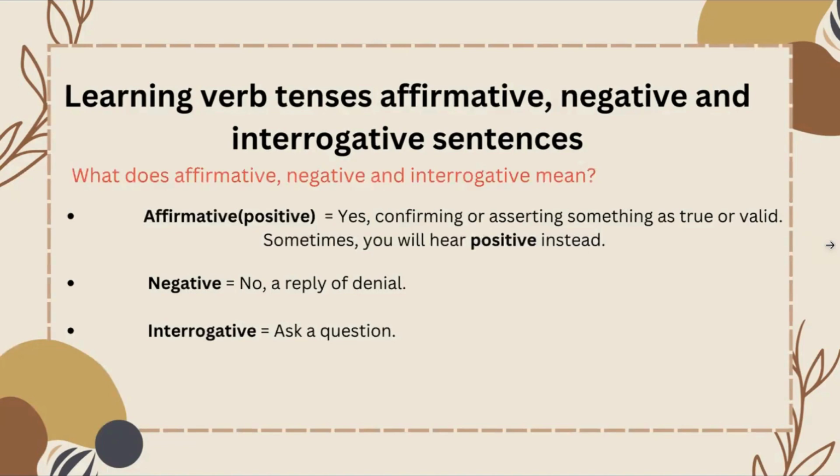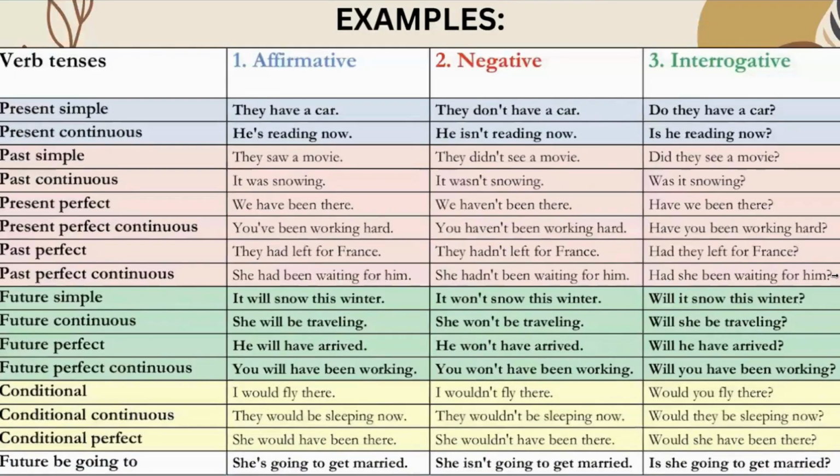So, what does affirmative, negative, and interrogative mean? Affirmative, also called positive, means yes, confirming or asserting something as true or valid. Sometimes you will hear positive instead. Negative means no, a reply of denial. Interrogative means to ask a question. Here are some examples of affirmative, negative, and interrogative in all the 12 types of tenses. You can save this for your reference.